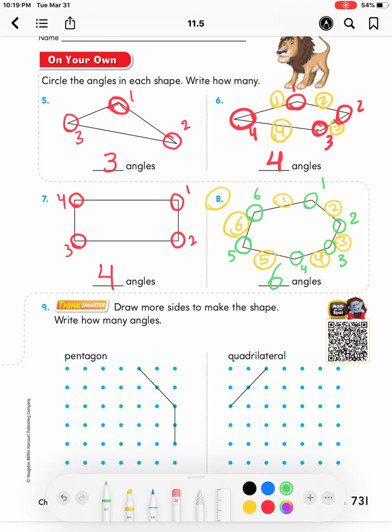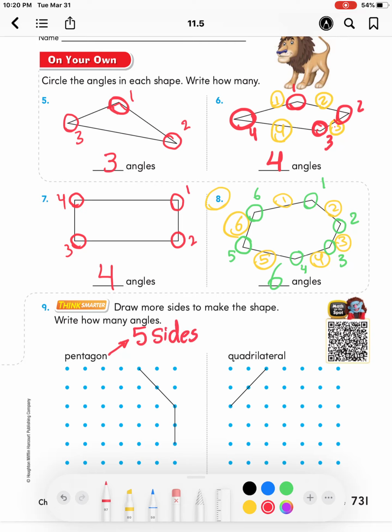Now, draw more sides to make the shape. Write how many angles. Now, I want you first to understand what this shape is. How many sides are there in this shape so we can figure out how many sides we should draw? Okay, now, a pentagon. A pentagon has how many sides? Can you tell me? 5 sides.